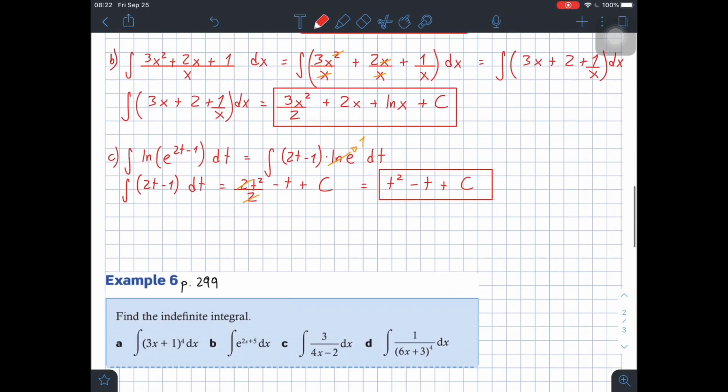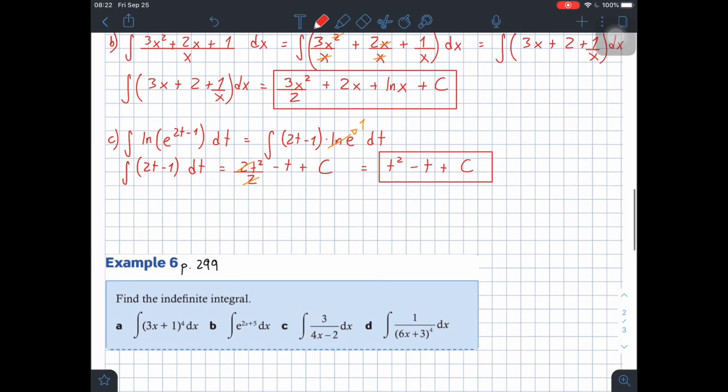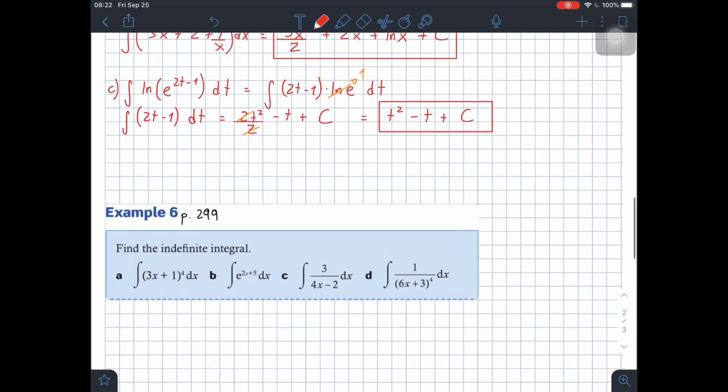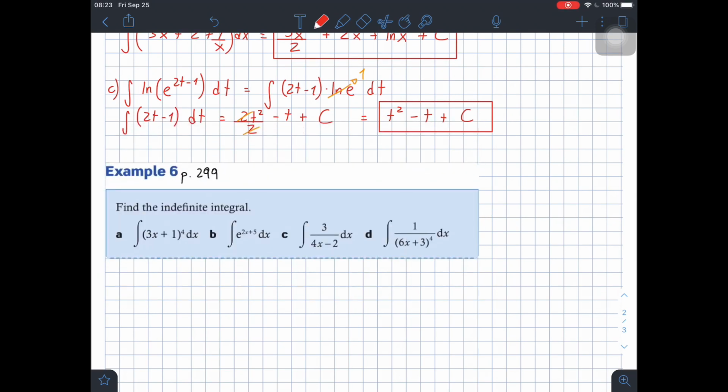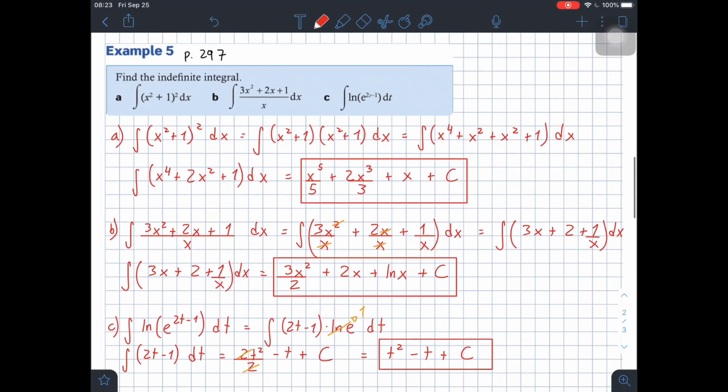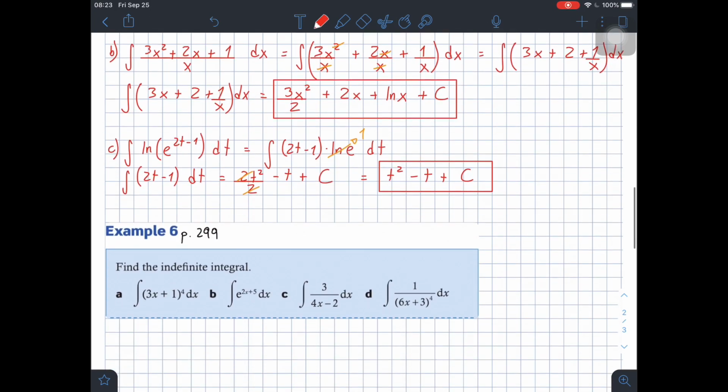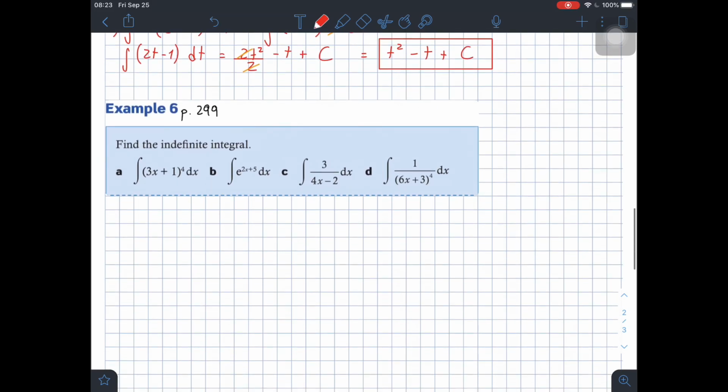So now we're going to see one last set of examples where I'm going to show you a new method to find integrals, which is kind of similar to the chain rule. And it'll be very helpful to solve various types of integrals. So it says, find the indefinite integral. And we have 4 examples there. For part A, it says, the integral of 3x plus 1 to the 4th power with respect to x.